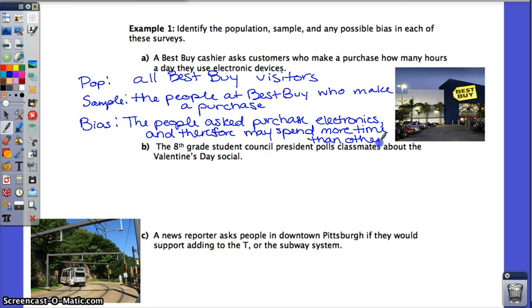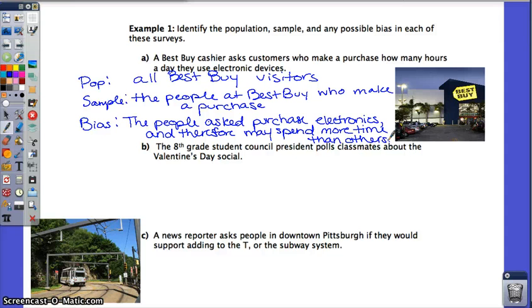A good sample would try to get a good variety. Maybe you would do it standing in the middle of the mall or standing outside of a school and asking every few people or asking people of all different ages. Chances are my grandma, she's not going to be often making a purchase at Best Buy, and she also does not spend many hours on electronic devices. But my dad, he is a huge electronic guy, so he's at Best Buy all the time, and if he were to answer how many hours he spends, it would be way more than my grandma. That could definitely be a bias here.